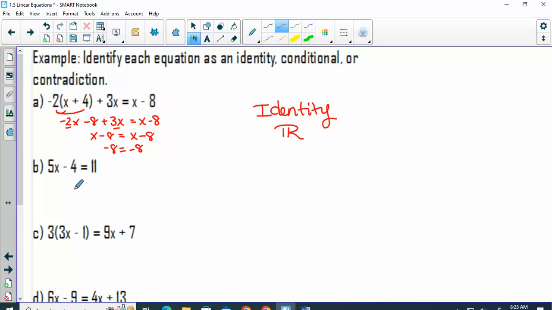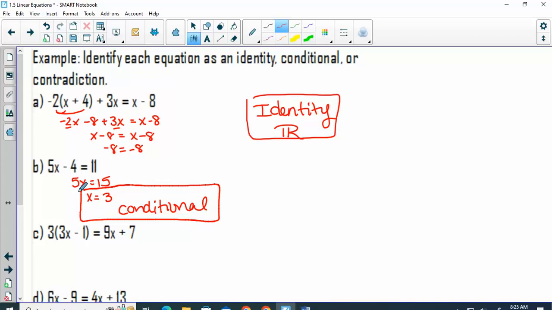B. So if I add my 4, x equals 15. Divide and x is 3. So what's this one? Conditional. We have a solution. This equation is true under the condition that x is 3.